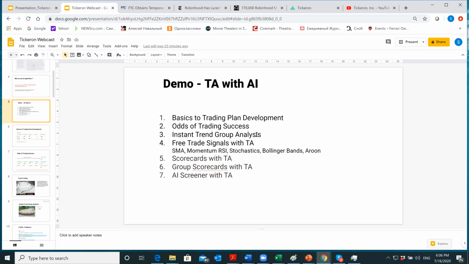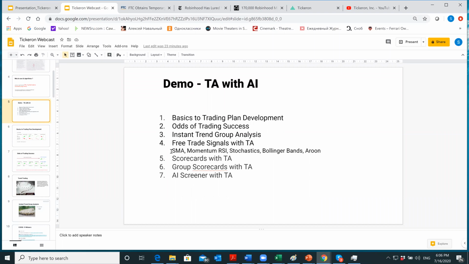Then I will show our proprietary methods of analyzing groups, and I will show you really interesting stuff, how to do that with one click. Then I will show you these free trade signals with technical analysis.